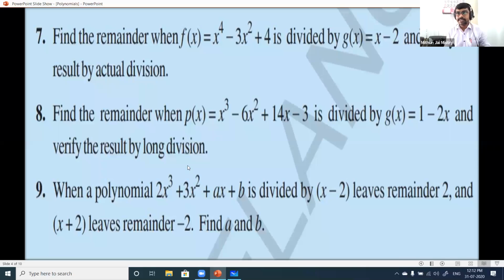Did we complete the whole exercise or does any other question have to be discussed? Raju, did we complete the 7th question? No, sir. So the 7th question is your homework.